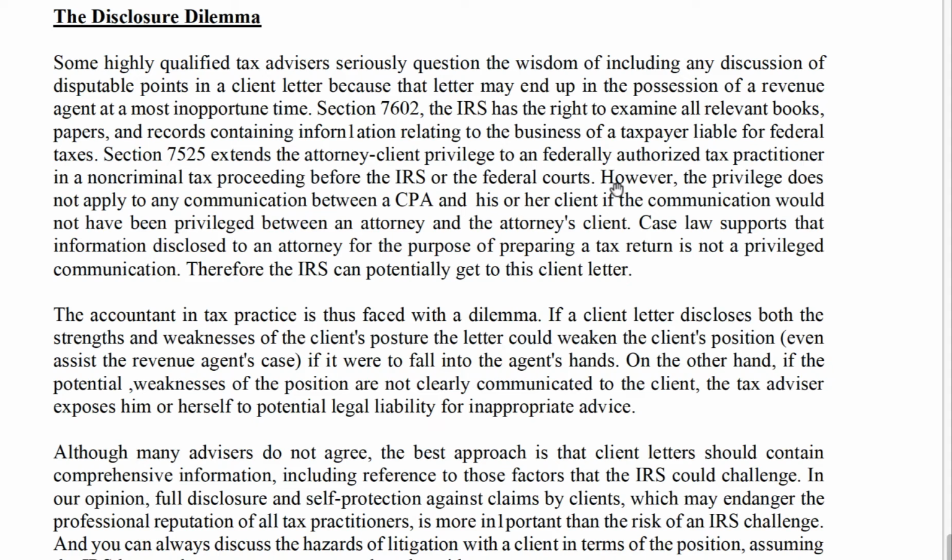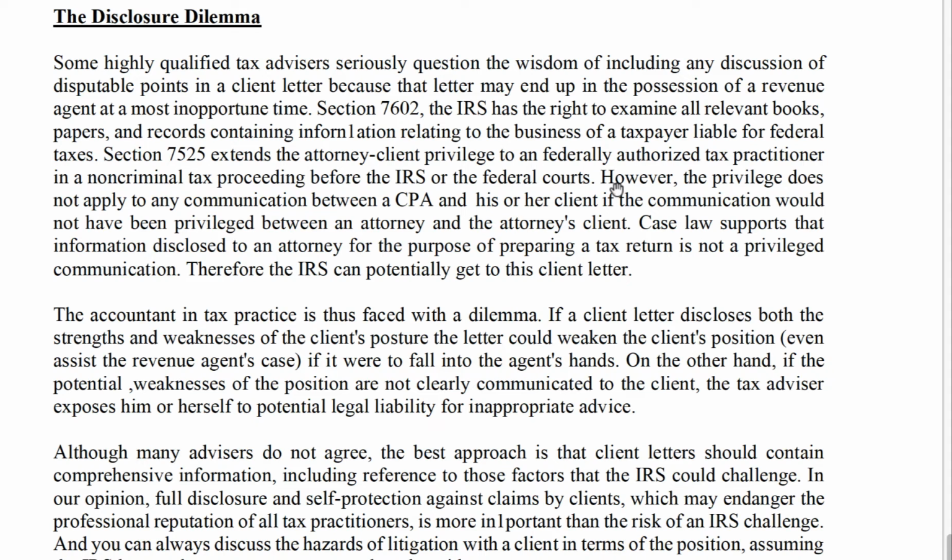So basically, we have 7602 in the Internal Revenue Code, but then we also have this 7525 attorney-client privilege that prevents certain documents from being shared with the IRS or whatnot. So you have like this pull in both directions. One side says, yes, IRS can get everything. Other side says, no, IRS cannot get certain things.